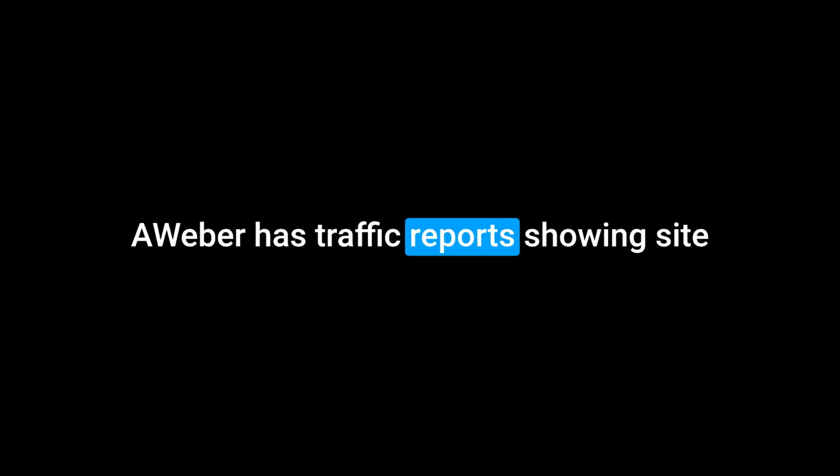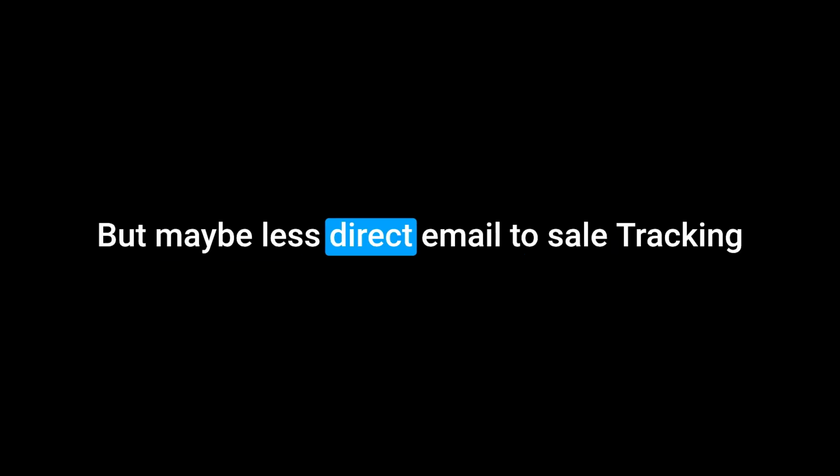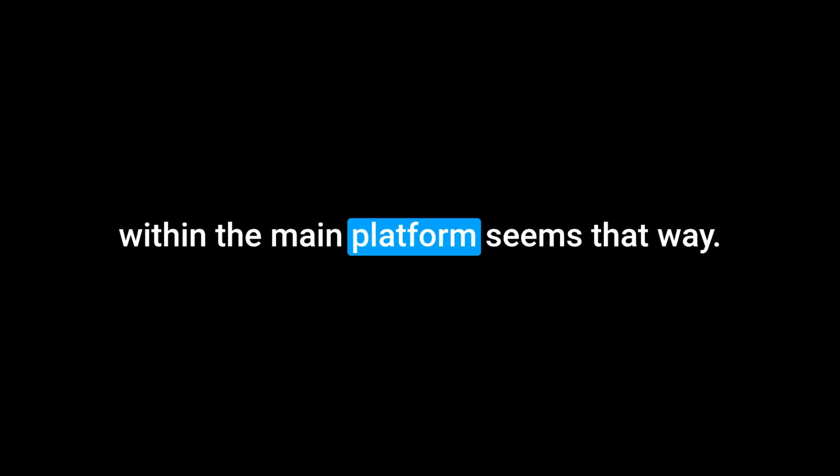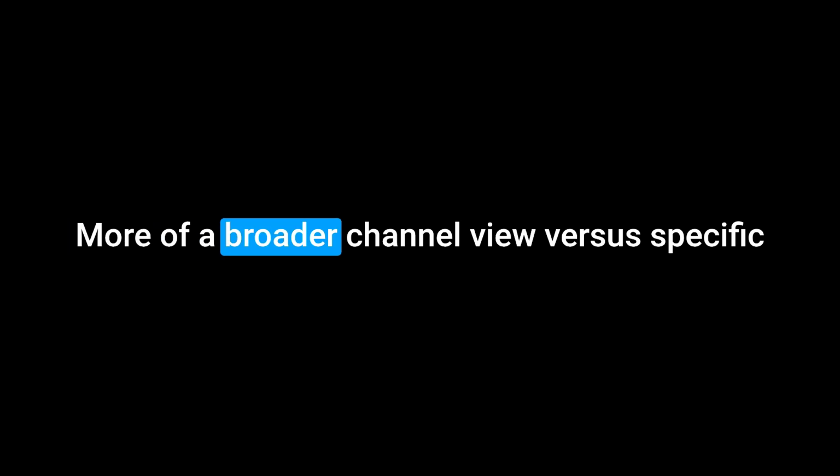Aweber has traffic reports showing site visits directly from emails, and that sales report tracking revenue per email, direct link, comprehensive web page tracking too. Benchmark, especially via Benchmark One, shows which channels generate leads and customers, but maybe less direct email to sale tracking within the main platform. Seems that way. More of a broader channel view versus specific email attribution for sales in Benchmark's core reporting.